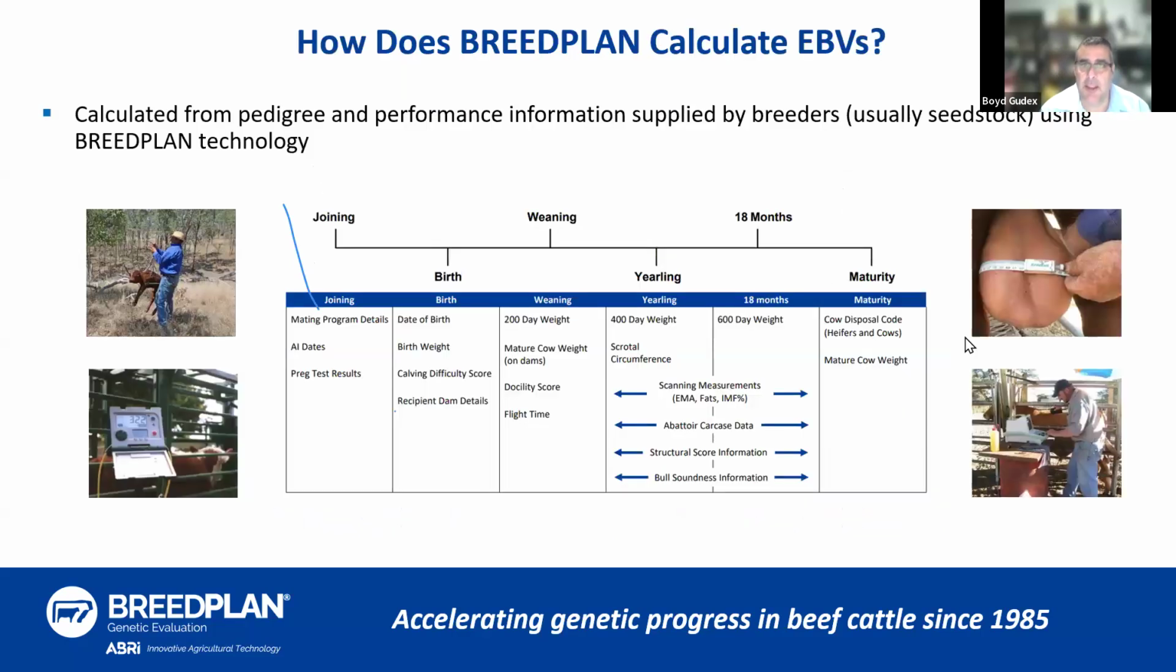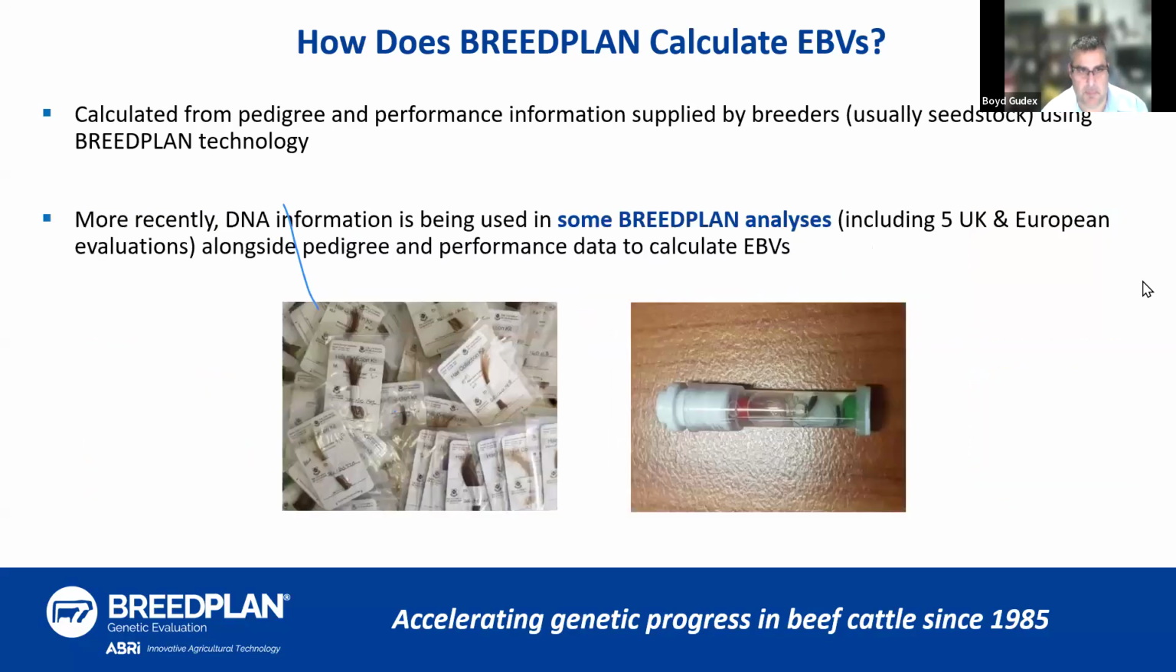So how does BREEDPLAN calculate EBVs? Well, it's calculated from pedigree and performance information that is supplied from breeders, which typically are seedstock breeders. So again, all that information comes into the analysis, and out come EBVs and indexes.